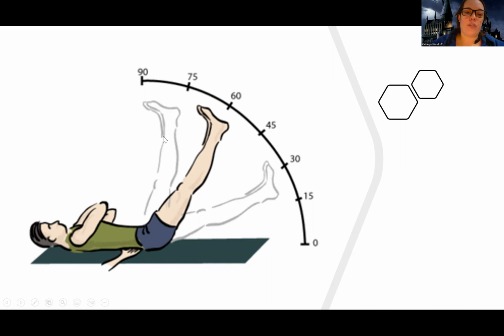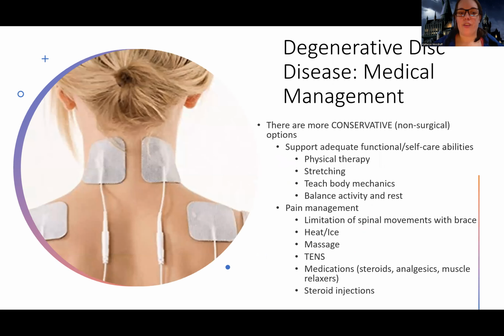Anyway, so this is that straight leg raising test again, where they start at 90 degrees. And once they get below 60, that's usually where they start to feel that tug, that pain. That is a sign of nerve irritation in their lower spine.